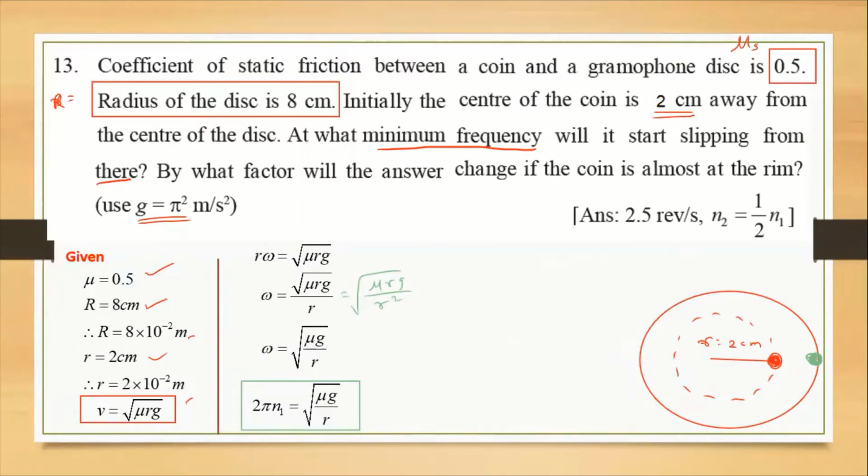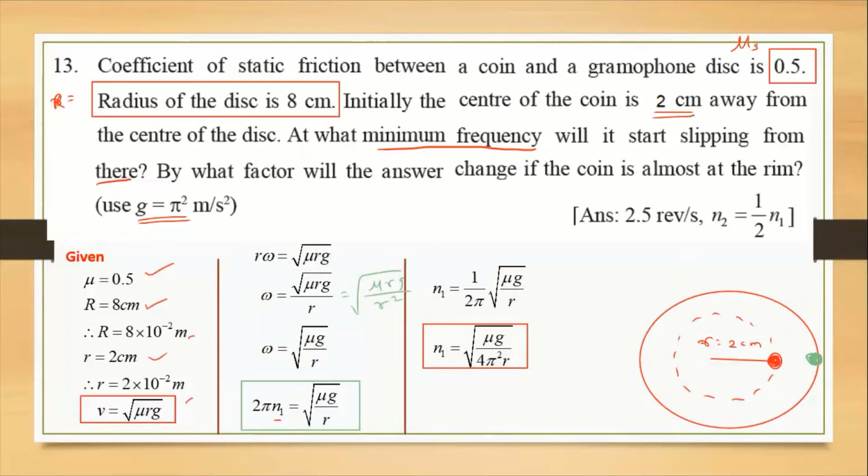And we have to find out frequency. So n1 we have to find out. We transfer 2 pi to that side. Okay, so n1 is equal to 1 upon 2 pi under root mu g by R. So that 2 pi also we can send inside the square root, so it is 4 pi square. Okay. So this is the formula which we have to use. I hope you understood how we get this formula. Now in that formula, we have to substitute. g and pi square, they are same. So we can cancel g and pi square.